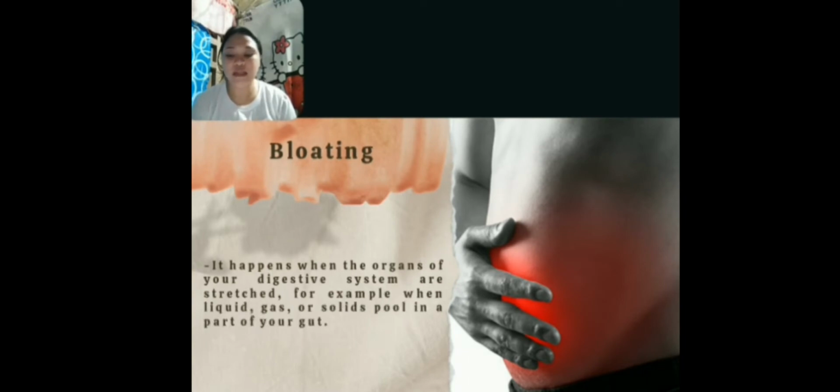So next is bloating. It happens when the organs of your digestive system are stretched, for example, when liquid, gas, or solid pulls in a part of your body, of your gut, I mean.